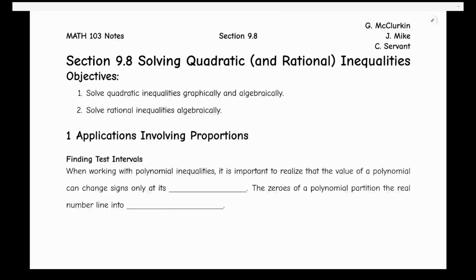Hello, this is section 9.8, solving quadratic and rational inequalities. Part 1, applications involving proportions.